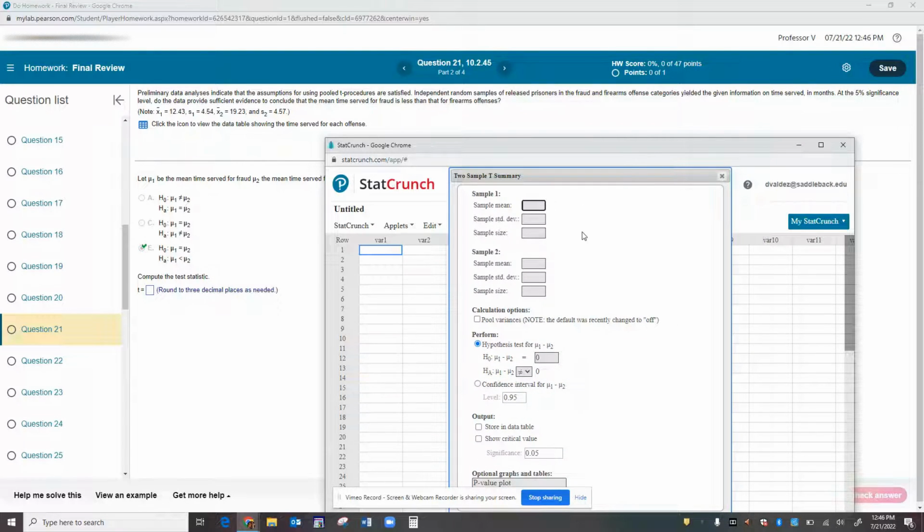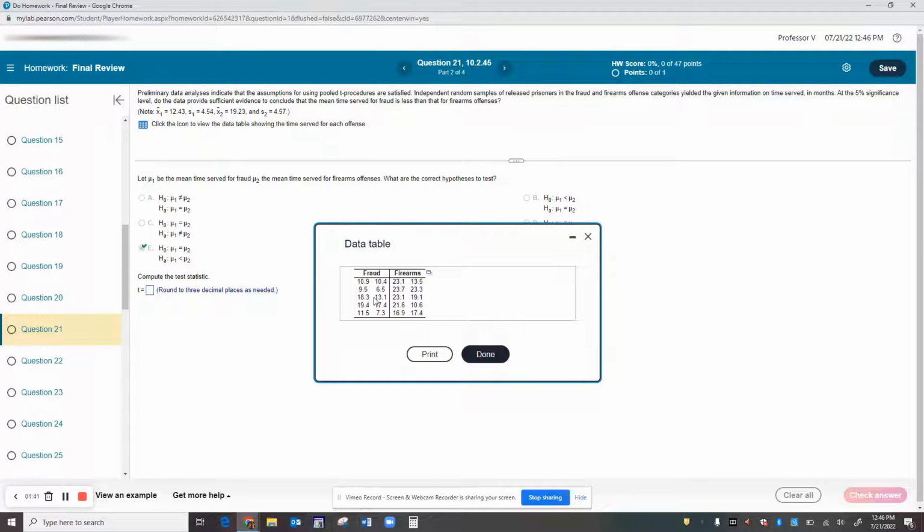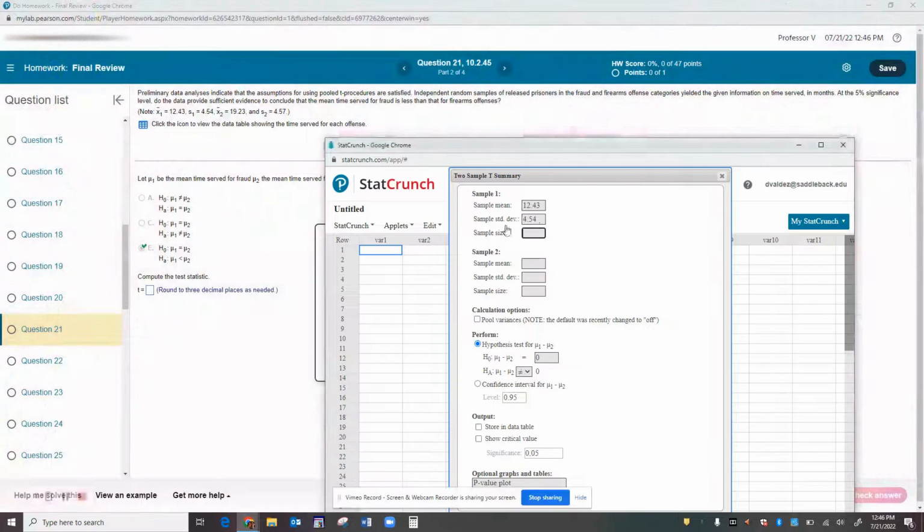Sample mean for sample 1, 12.43. Sample standard deviation, 4.54. Sample size, I'm pretty sure it's 10. I did check it for each one. 1, 2, 3, 4, 5. Yeah, it's 10 for each. I've done this one several times. Okay, 10.